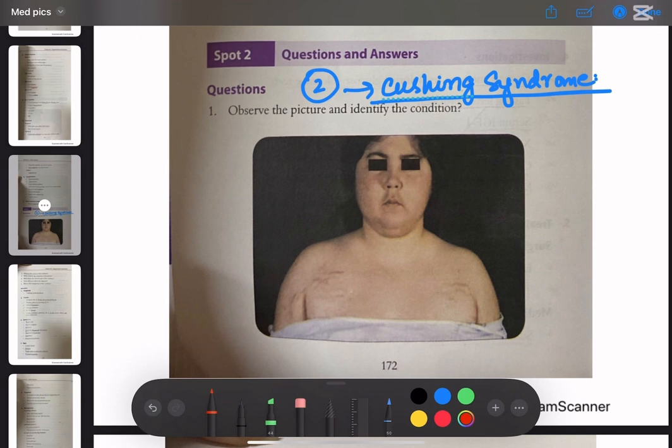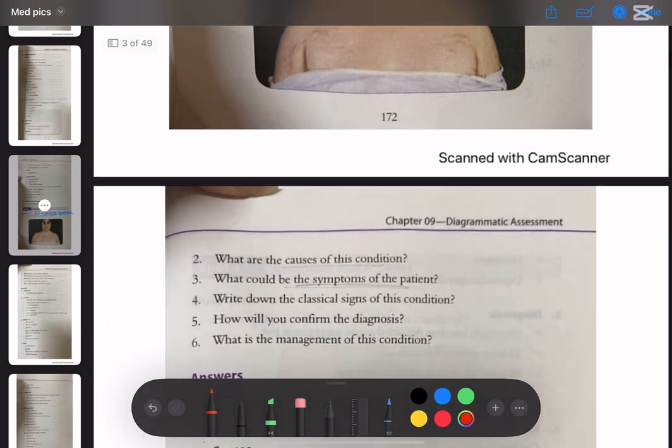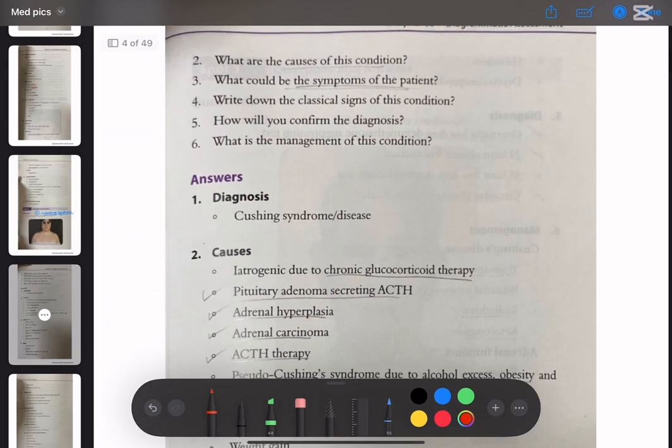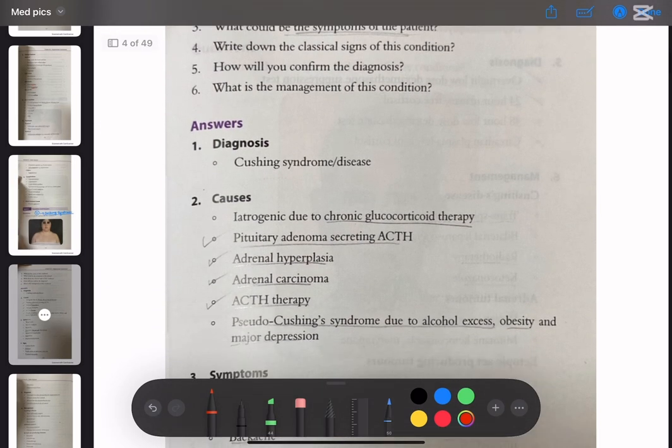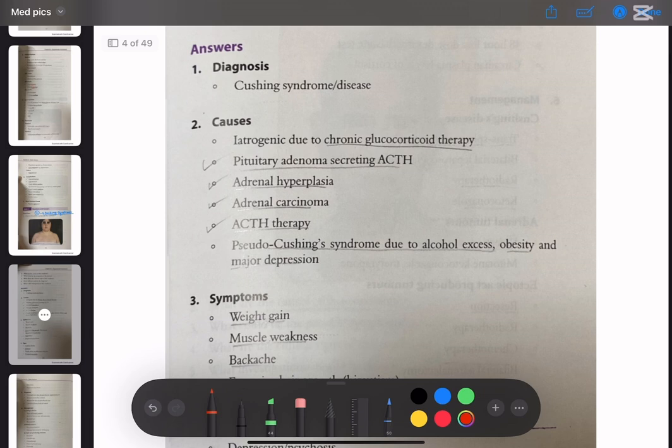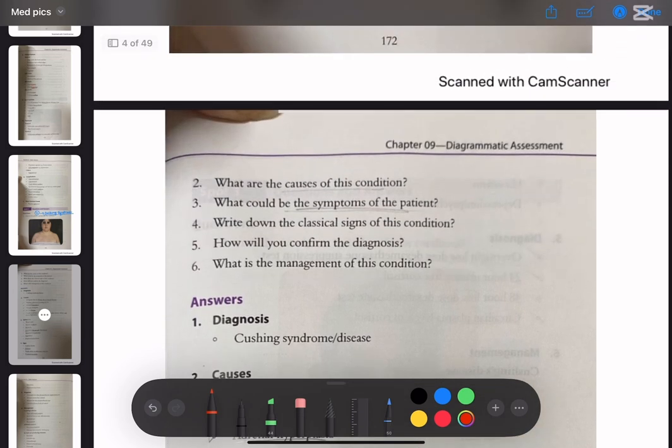The question is: observe the picture and identify the condition. So this is Cushing syndrome. What are the causes of this condition? So these are iatrogenic due to chronic glucocorticoid therapy, pituitary adenoma secreting adrenocorticotrophic hormone, adrenal hyperplasia, adrenal carcinoma, adrenocorticotrophic hormone therapy, and pseudo-Cushing syndrome due to alcohol excess, obesity, and major depression. These are the causes. Now, what could be the symptoms of the patient?